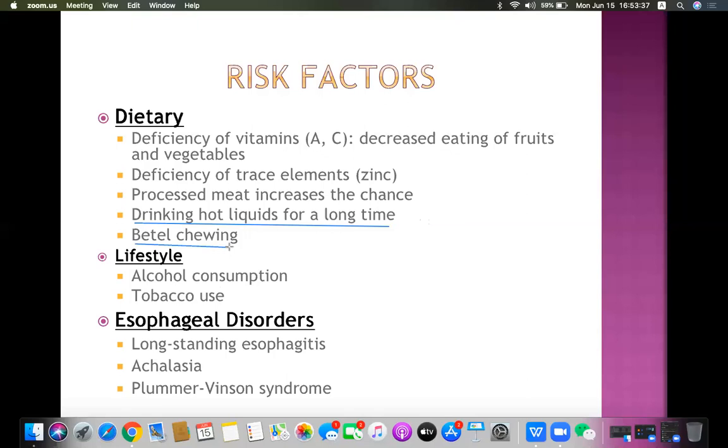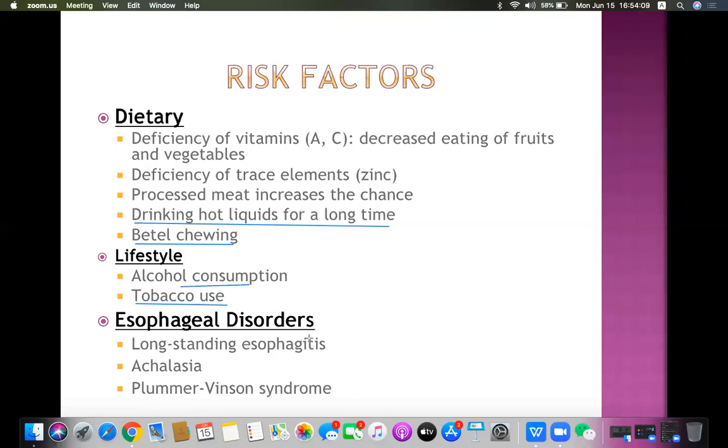Betel chewing, okay, is one of the important risk factors, which is very common in South Asia. We love to chew betel, especially after we eat food. That is not a good practice, both for the oral cavity, pharynx, as well as esophagus. Regarding the lifestyle risk factors, alcohol and smoking or tobacco are both quite damaging for the esophagus and can cause esophageal cancer. The more important one is alcohol here.